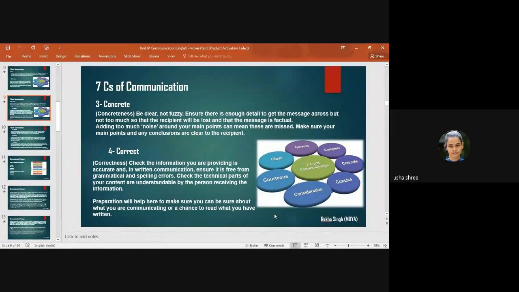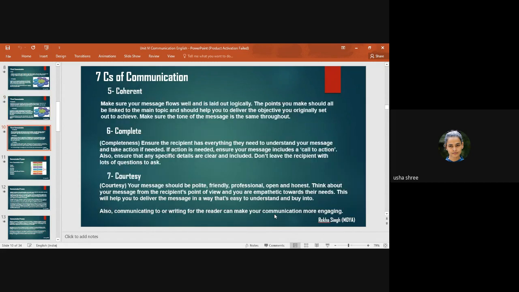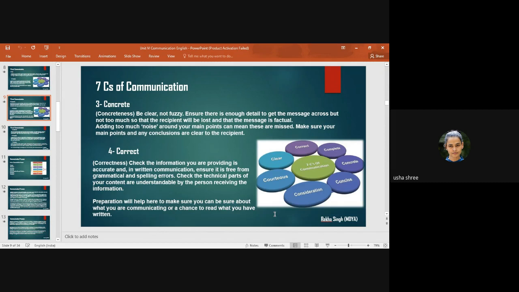Great. And then concrete is, again, to be clear and not confusing, there should be enough details to get the message across, but not so many details that the recipient gets lost. He shouldn't be confused. And the message should be based on facts. Right. Anything that you would like to add, did I convey it in the right way, ma'am? Yes, right way. So we need to ensure that all the main points are conveyed and the conclusions are clear.